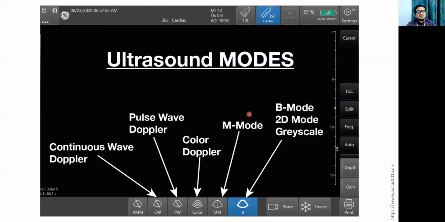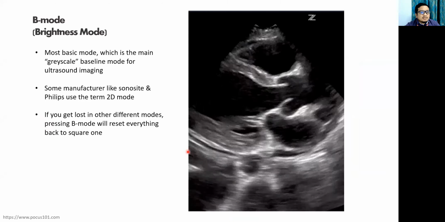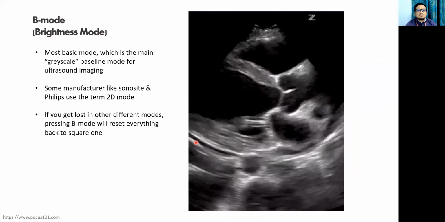The next one is the modes of ultrasound. Ultrasound has many different modes. They have B mode, M mode, and color Doppler. B mode is the brightness mode. It's the most basic mode, which is the main grayscale baseline mode for ultrasound imaging.